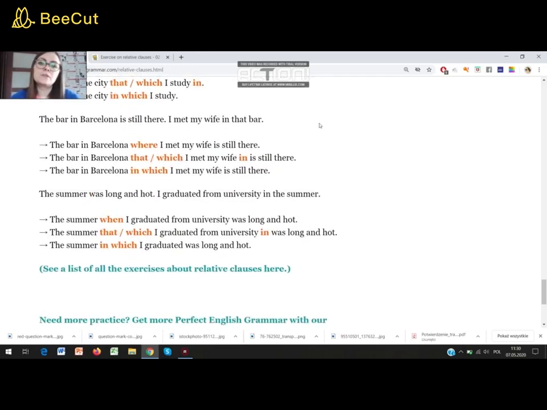The bar in Barcelona is still there. I met my wife in that bar. The bar in Barcelona where I met my wife is still there. Or the bar in Barcelona that or which I met my wife in is still there. Or the bar in Barcelona in which I met my wife is still there.